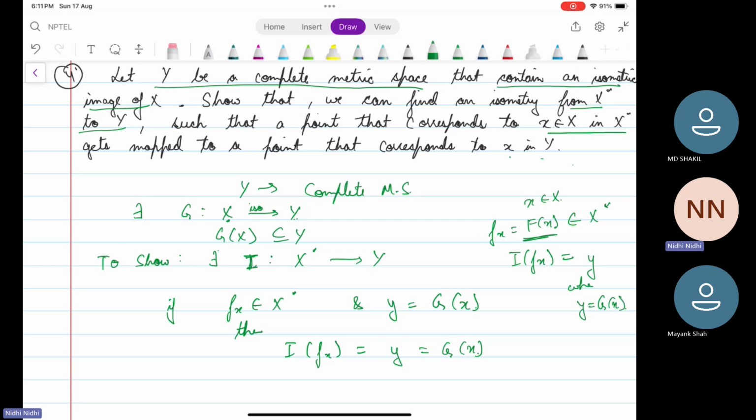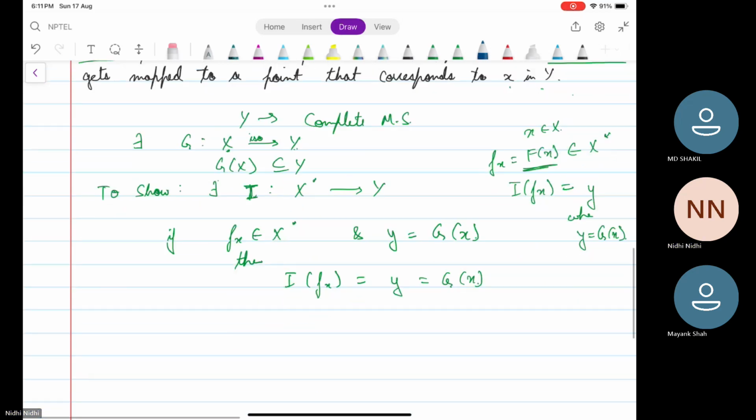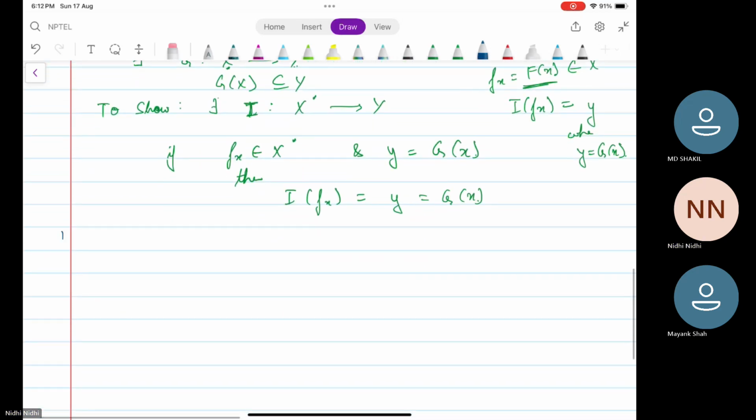So I'll give you some idea about the proof. I want you to do the proof in detail. So I'll just give an idea. So basically, we need to find such an isometry. This should be an isometry.